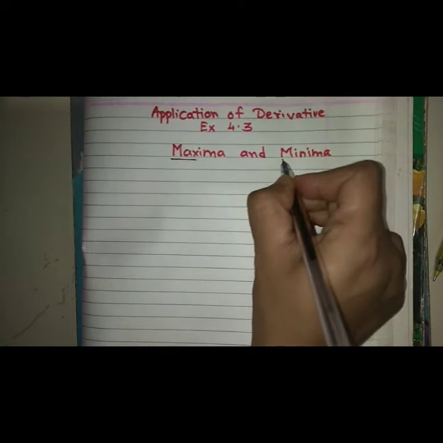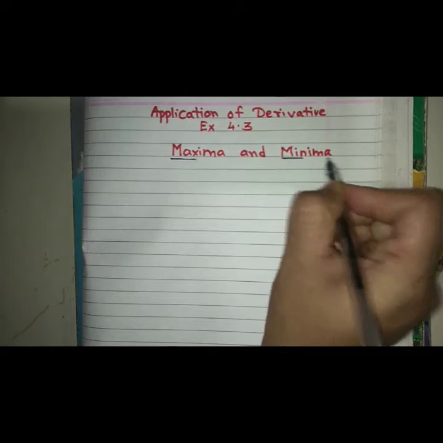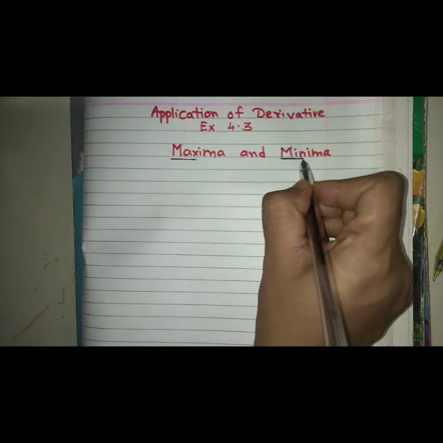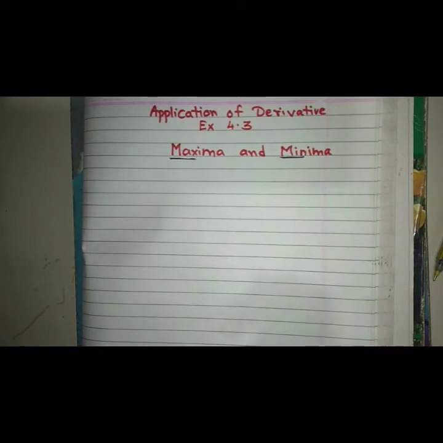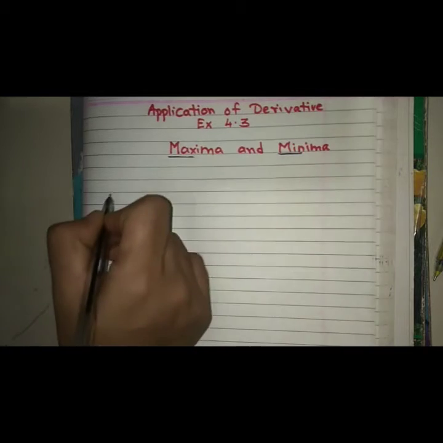Now the second one, minima. In that the first three letters say min. Min is nothing but the minimum value, small value. So in this exercise we have to find, for a function, whether it is a maximum or minimum. So first of all, we see the definition of maxima.